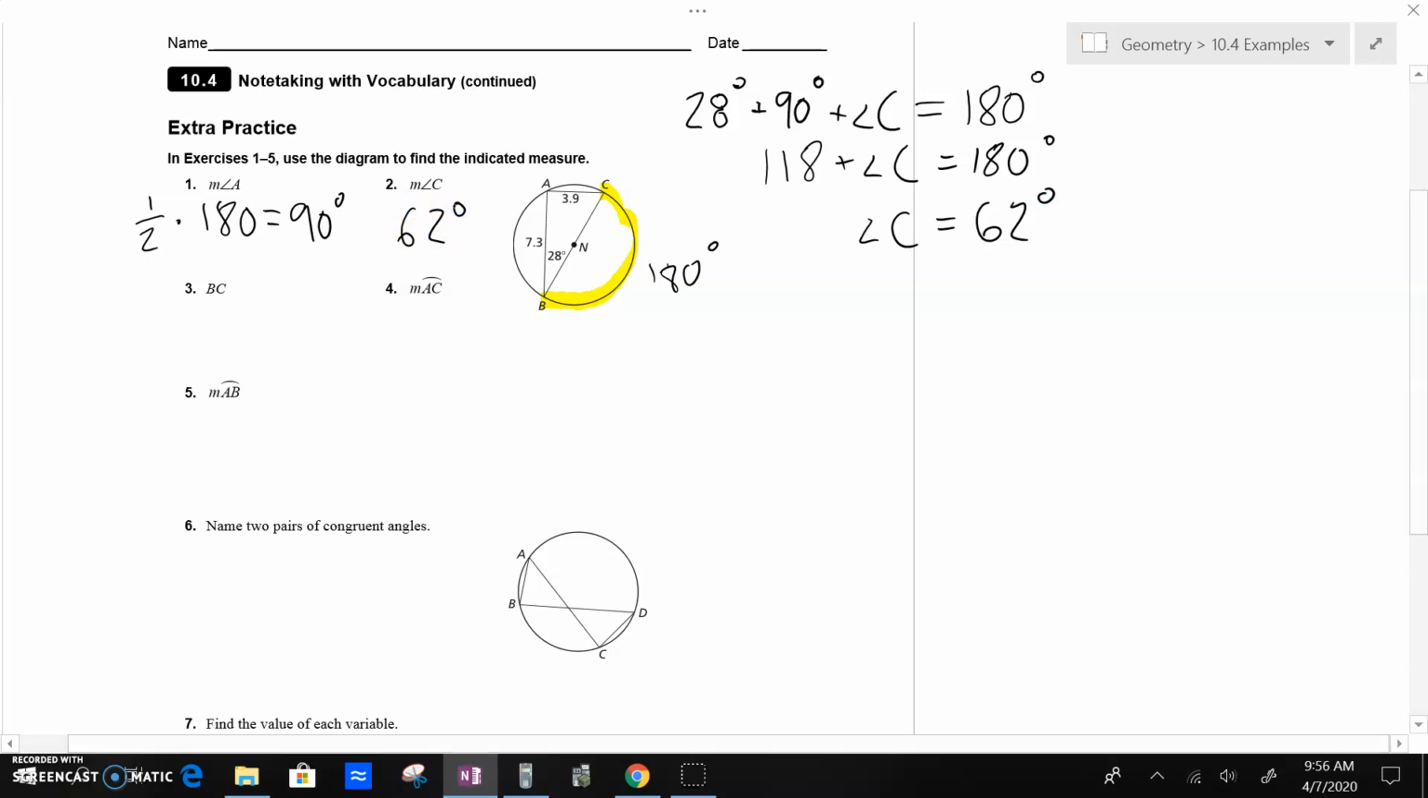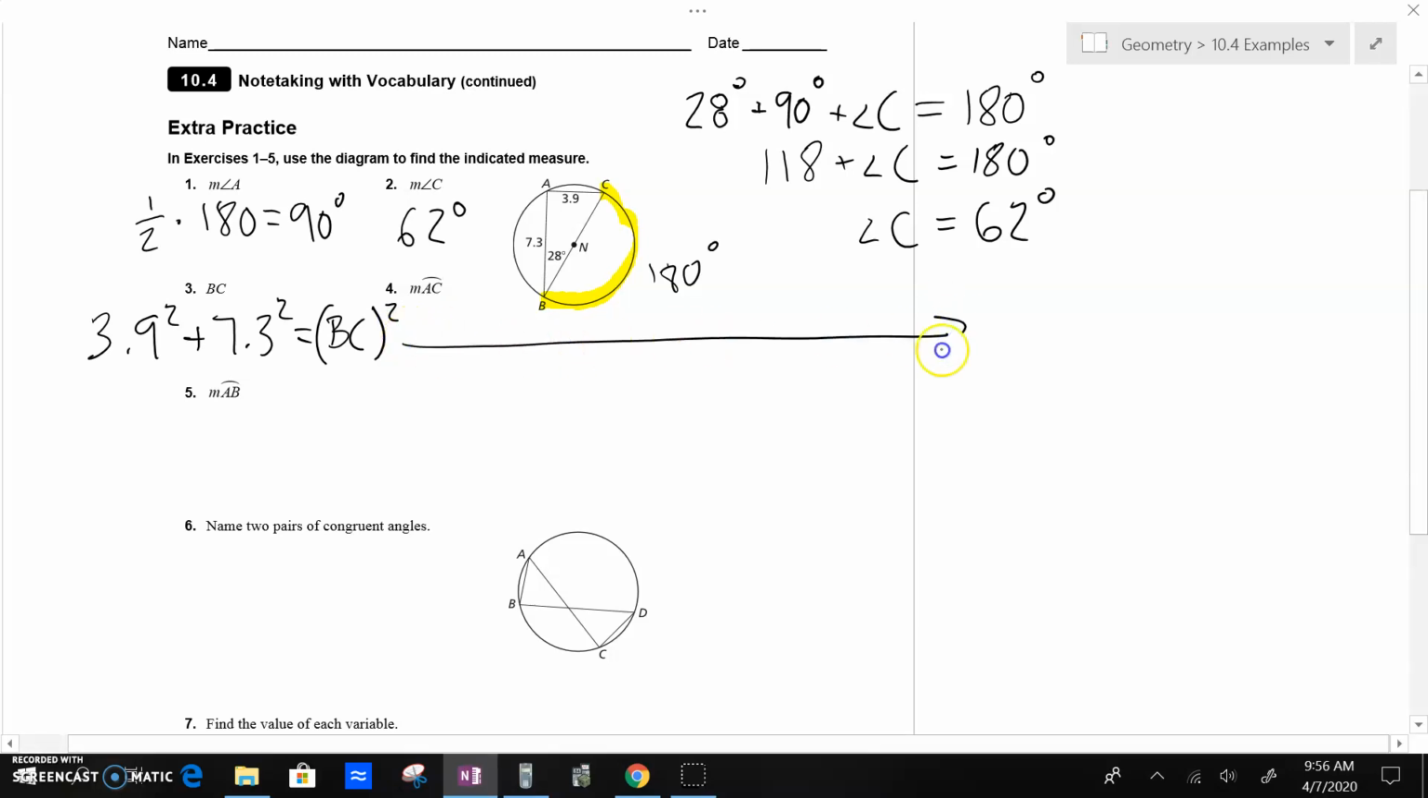And then finally, with the triangle, we found two of the pieces, and now we're looking for BC. Notice it's not an angle, we're talking about a side measure. Since we know it's a right triangle, we're going to do a squared, 3.9, plus b squared, 7.3, equals c squared. That would be BC, the whole side. So A squared plus B squared is C squared, so we have 3.9 squared plus 7.3 squared equals BC squared.